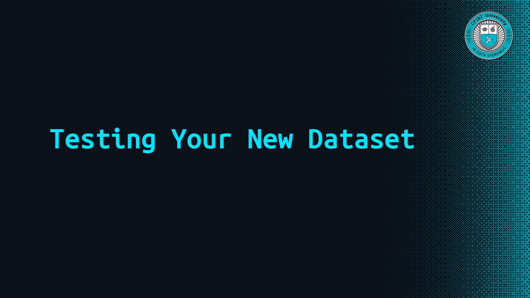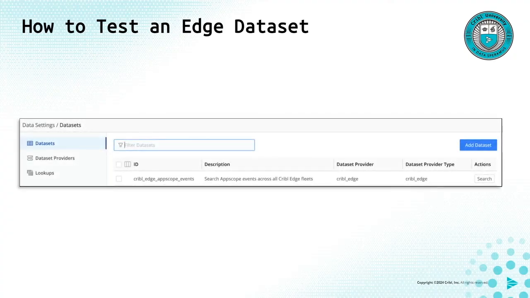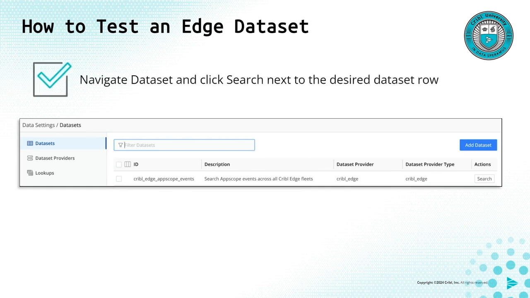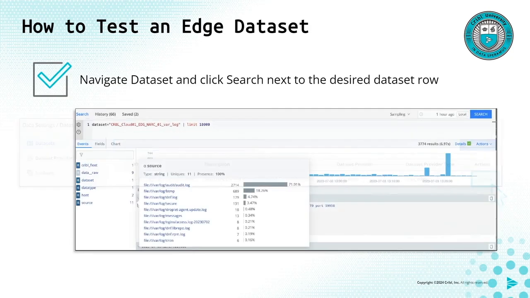Now that we have our dataset provider and our dataset configured, let's take a look at how to test our new connection. Let's test to make sure we are able to see any data from our edge node. First, you will want to navigate to your newly created dataset. Under Actions, you will see the button to search the data. By clicking on Search, it will bring up the search string to search the dataset. If everything is correct, you should see data coming in.